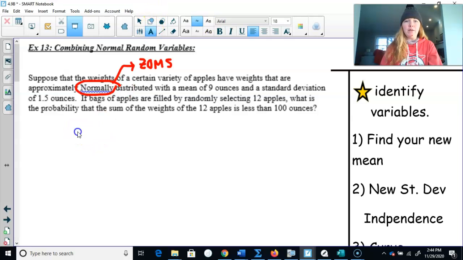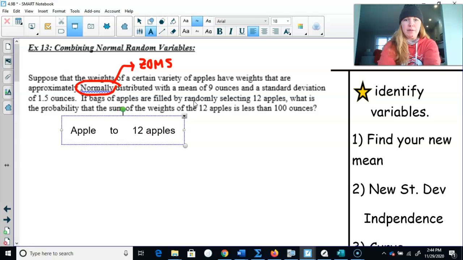Okay, what's going on right now, you guys, is we're going from the weight of an apple. An apple is 9 ounces, okay? So we're going from singular to plural, to 12 apples, okay? So what am I going to do? I am combining variables here. I do want to find the probability. When we're finding probability with normal distribution, that's a Z-score, go into the table. I'm actually going to show you how to use the calculator today to do that. But we're going from singular to plural, okay?